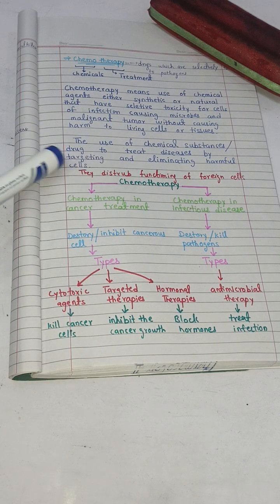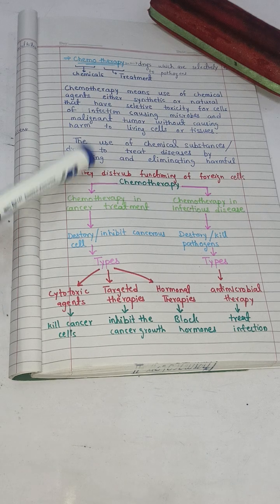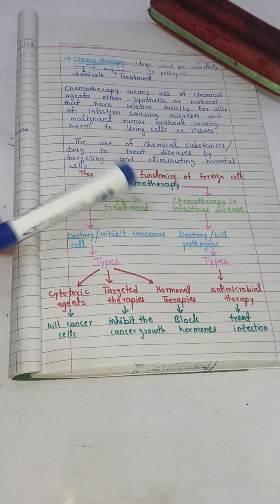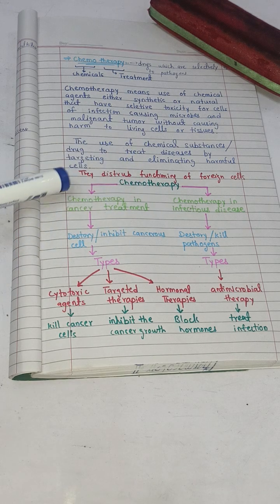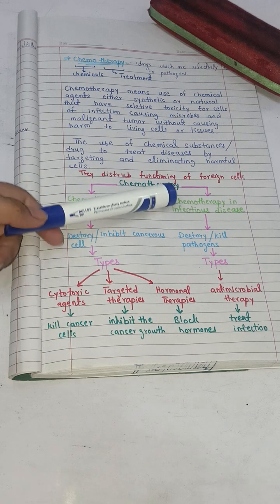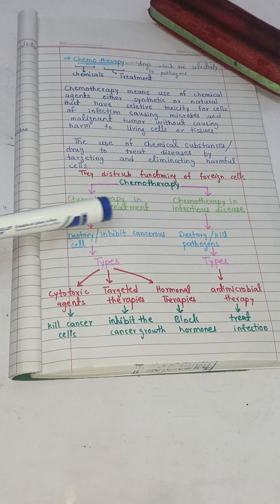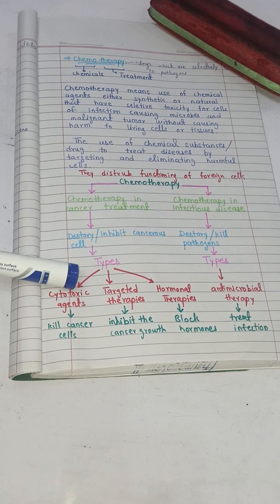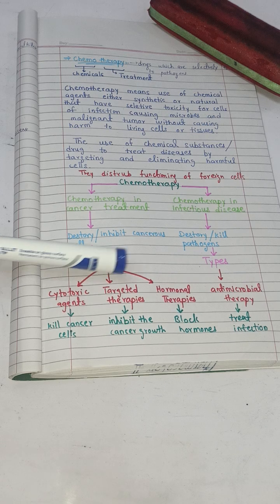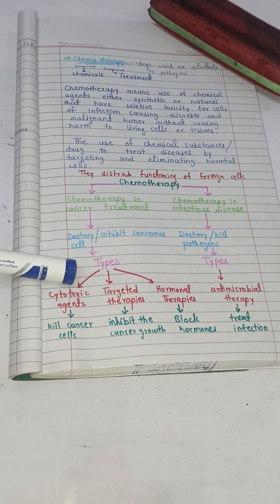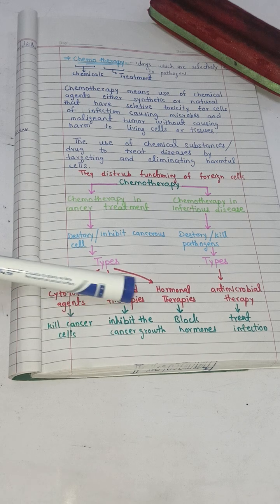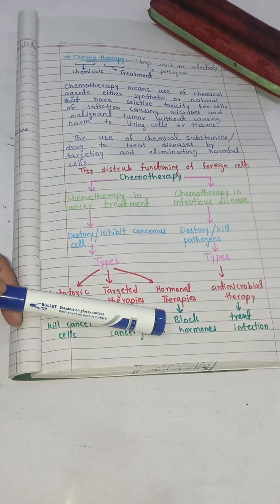These are the chemical substances or drugs to target or eliminate the harmful cells, and they disturb the functioning of the foreign cell. So chemotherapy we give to treat cancer and to treat infectious disease. To treat cancer, we destroy or inhibit our cancerous cells. The types are cytotoxic agents, targeted therapy, and hormonal therapy. Cytotoxic, in which we kill the cancer cell; targeted therapy, in which we inhibit the cancer growth; and hormonal therapy, in which we block the hormones.